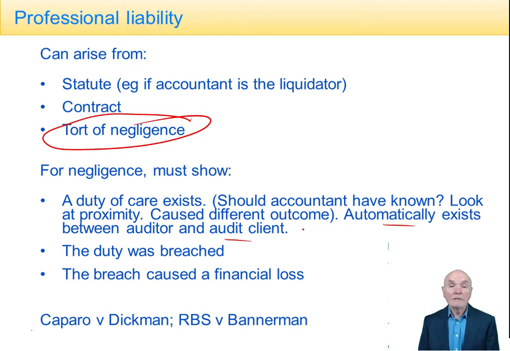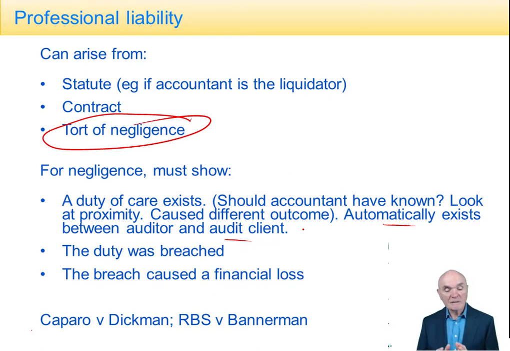The two leading cases are Caparo versus Dickman and RBS versus Bannerman. In Caparo versus Dickman, Caparo took over a target company, but then claimed that the price paid was too high because they had relied on financial statements which showed an inflated profit. The profit had been overstated, and therefore they paid too much. And here it was held that the auditors were not negligent. The auditors did not owe a duty of care to Caparo. Caparo had kind of come out of the blue, so to speak. No one had known they were about to make any sort of offer for the company. And there was simply no kind of proximity. There was no reason why the auditors therefore owed that duty of care.